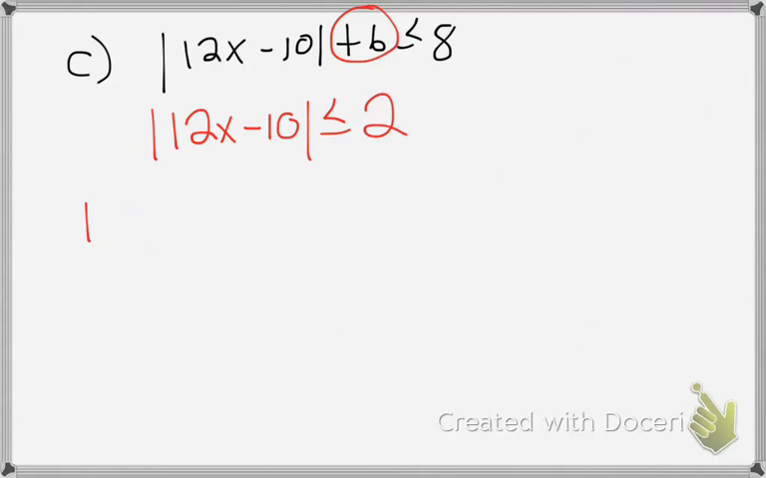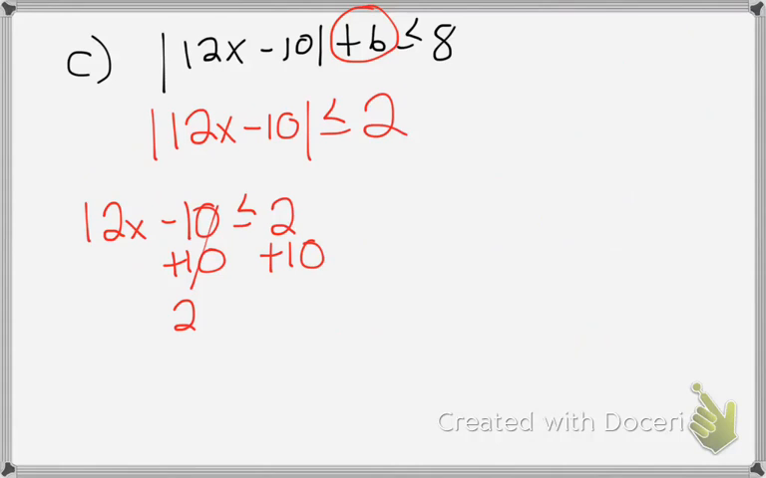So when I separate, I've got 12x minus 10 is less than or equal to 2. So when I solve this, I add 10 to both sides. And so that gives me 12x is less than or equal to positive 12, or x is less than or equal to 1.